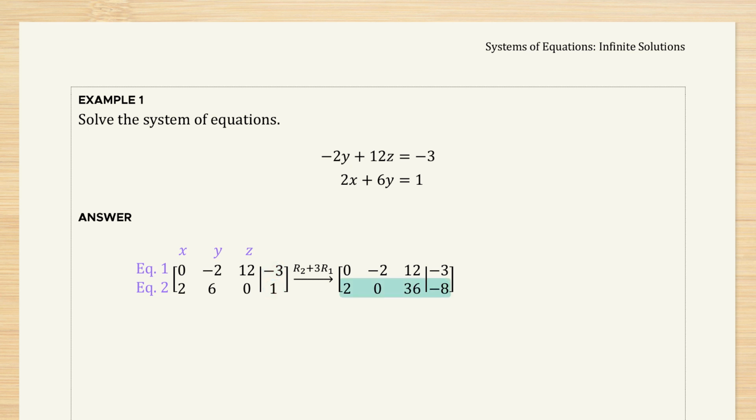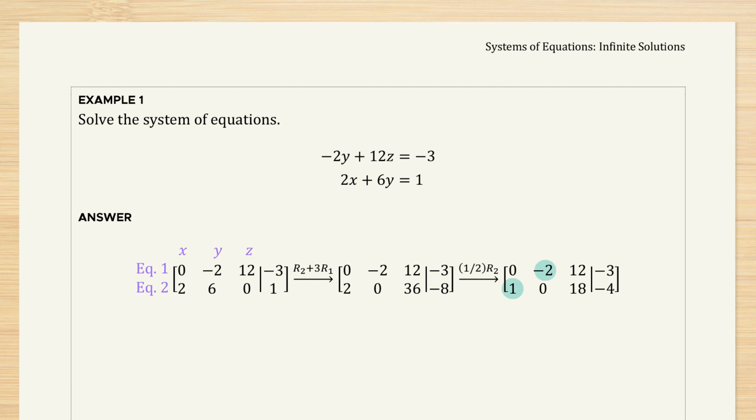Notice that there is a common factor of 2 in this row. We can divide all the entries by 2. Let's go half times row 2. Half of 2 is 1, half of 0 is 0, half of 36 is 18, and half of negative 8 is negative 4. We're now almost done row reducing.